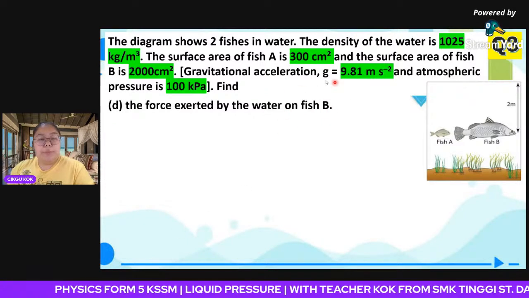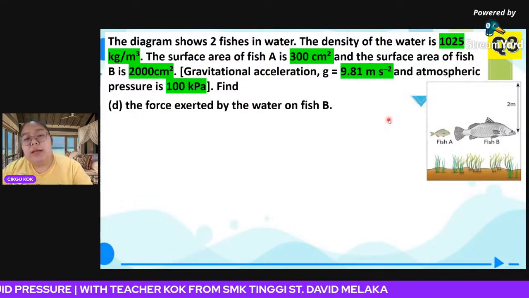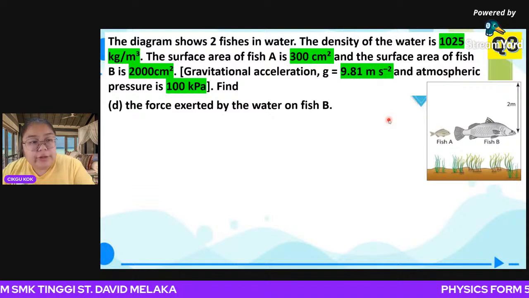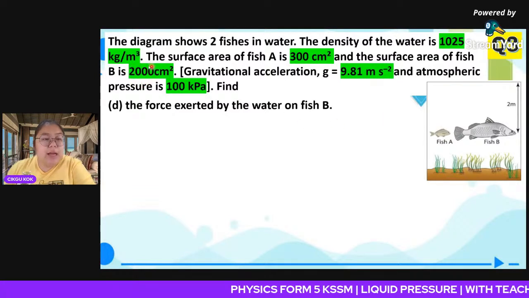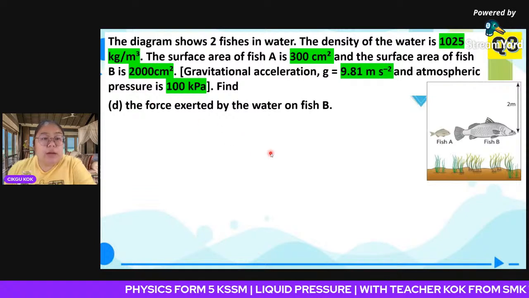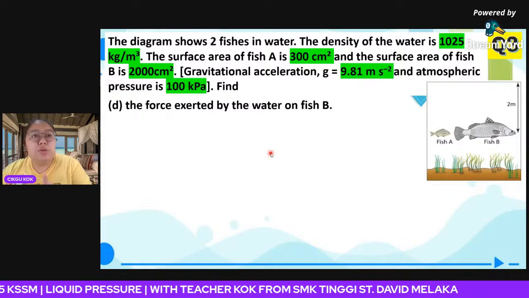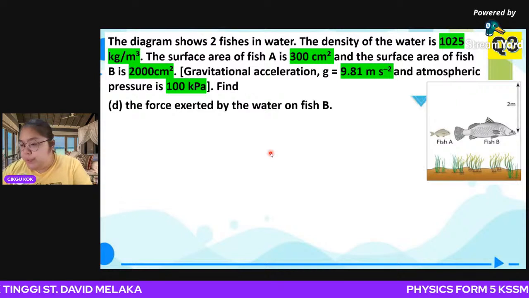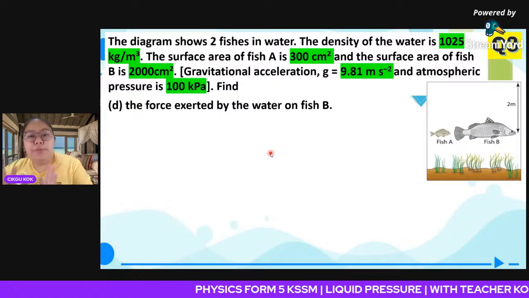Second one, they ask about the B. I don't want to show anything, so you give me the answer. They ask about the B. Same method as the A, but now they change to fish B. If using the B, that means you need to use this area. The surface area is 2000 cm square. Help me to convert cm square to meter square. I want to answer B. Fish B, what's the force acting on the fish B?